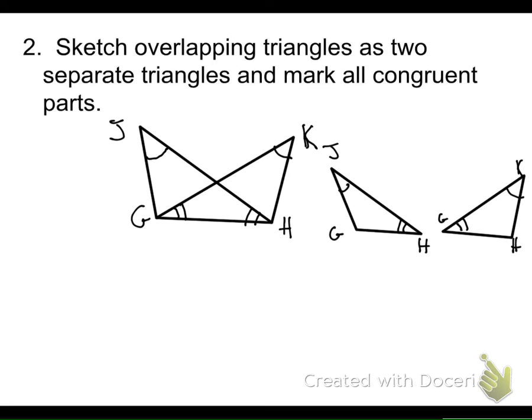GH and GH. GH is congruent to GH, right? You see here that one whole side of this triangle is the same for both triangles. We even labeled them with the same letters because they're the same side, right? So we know that GH is congruent to GH.